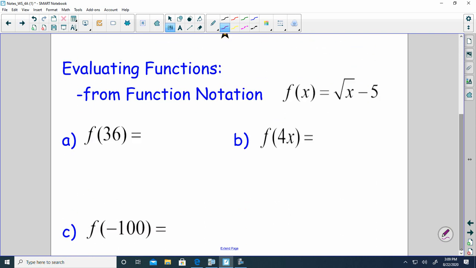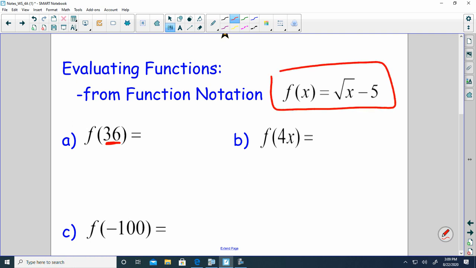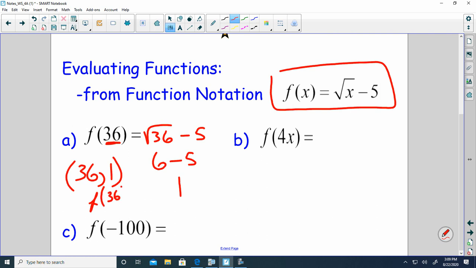This should be okay, pretty easy to think about. So what I want to do is I'm going to replace the x in our function here, in this case with 36. So I'm going to go, okay, that's the square root of 36 minus 5. Well, square root of 36 is 6, so 6 minus 5, that gives me 1. Okay? Some people prefer you to write it as 36 comma 1. Some people prefer to say f at 36 is equal to 1. And some people just write the 1. Yeah, it really depends upon what class you're taking, but I'm okay with just putting 1 at this point.